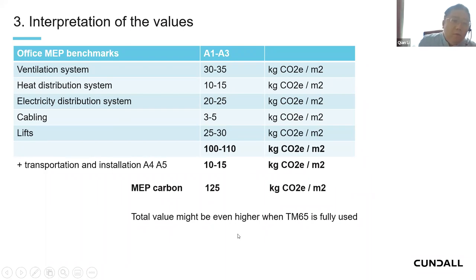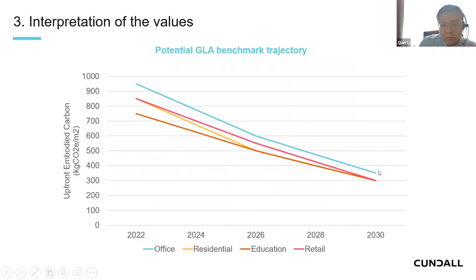And also, when people use the TM65 method more and more, because they realize they missed certain things in their calculation, the number may even be higher. So it's not always automatically reduced, and with more precise requirements and more precise monitoring and reporting methodology being available, the number might just go higher. This is what we predict the trajectory of the target might be. But again, in certain areas, it does not mean things will go down automatically.